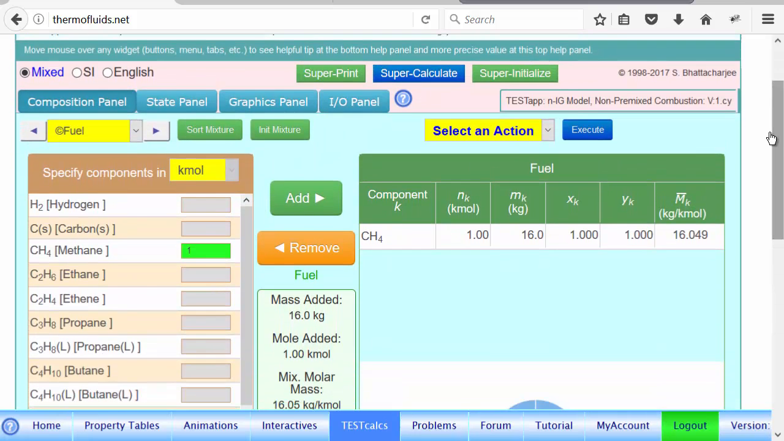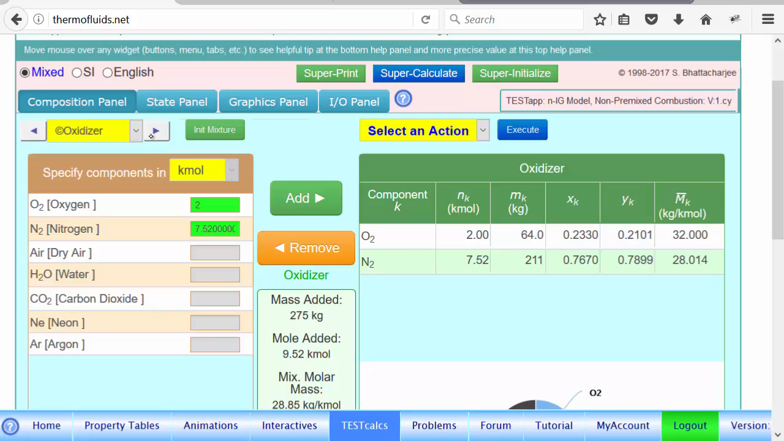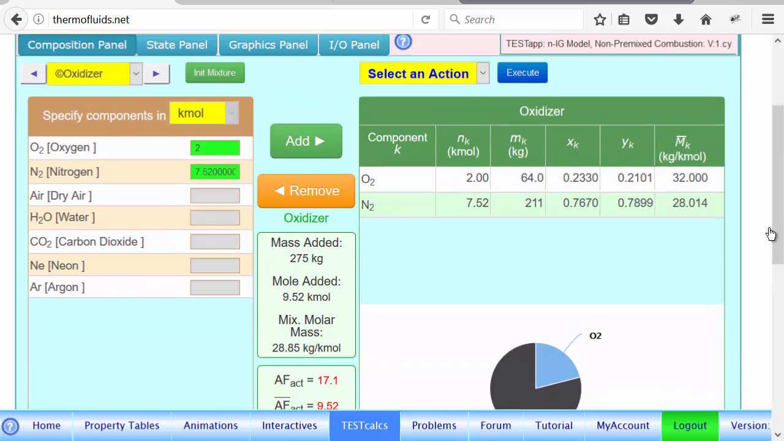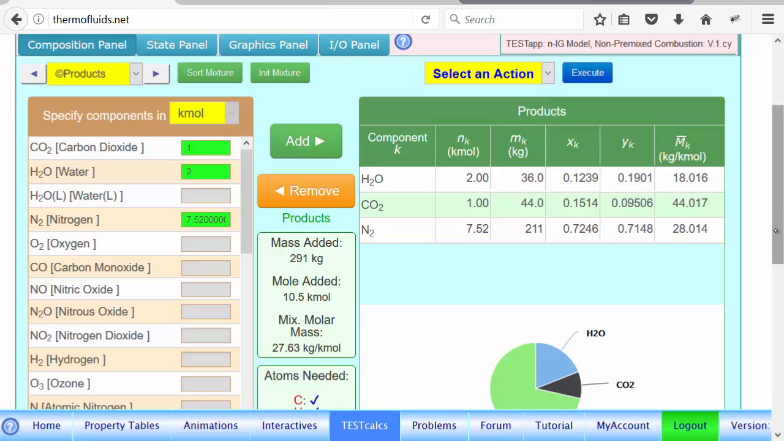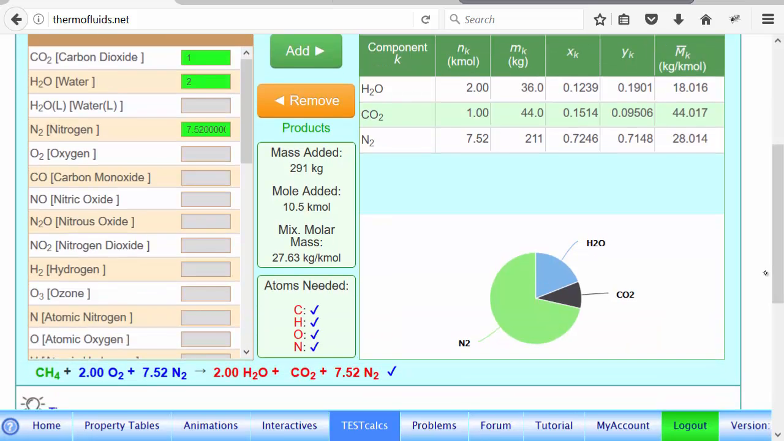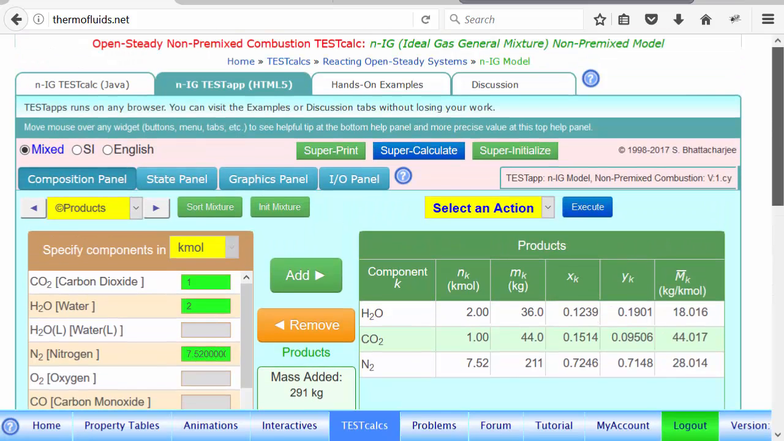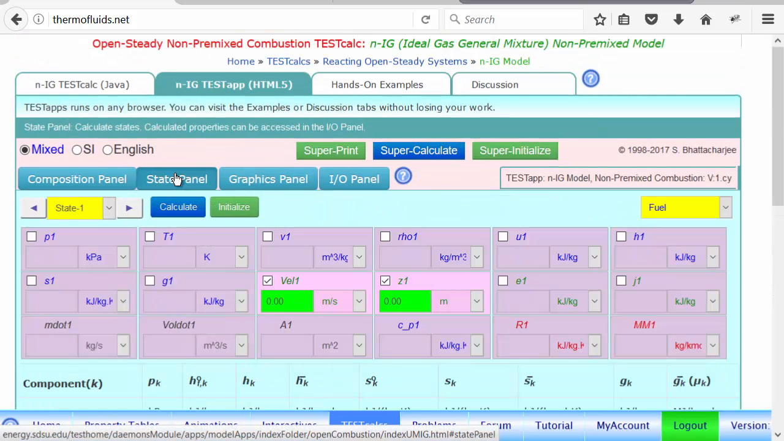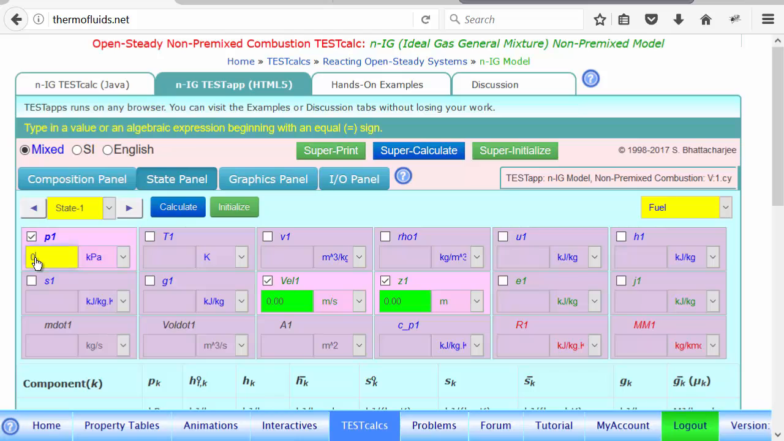So obviously our fuel, oxidizer, as well as products are all calculated and done, and notice that the atoms that are needed based on the reactants are present in the product. So the reaction is well set. Let's go to the state panel. And what do we know for fuel? State 1 is automatically locked with fuel.